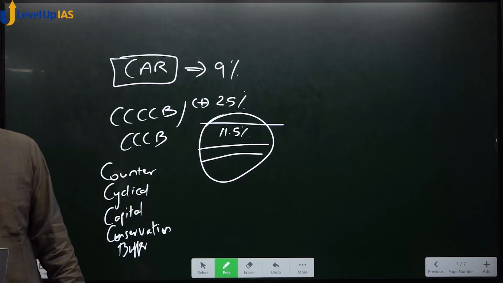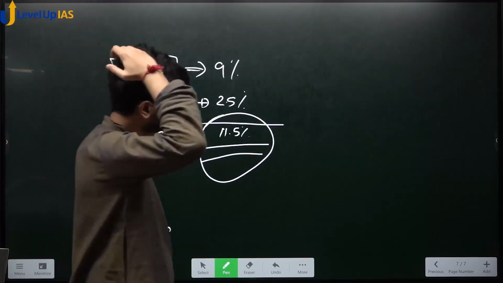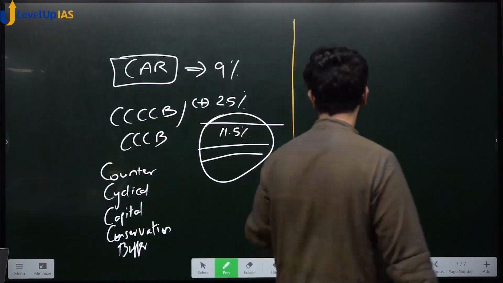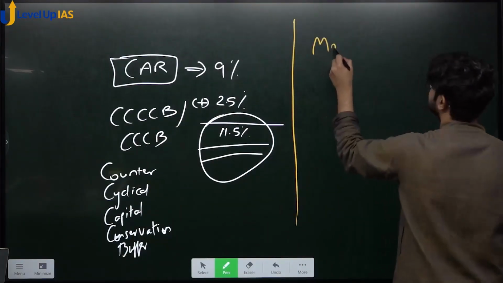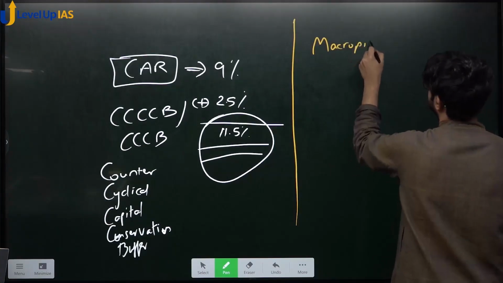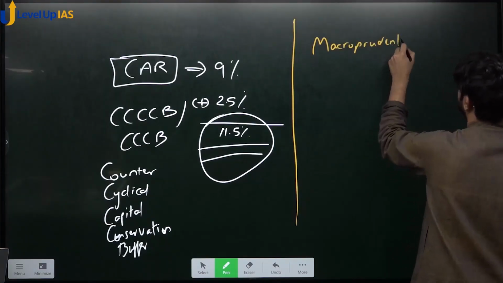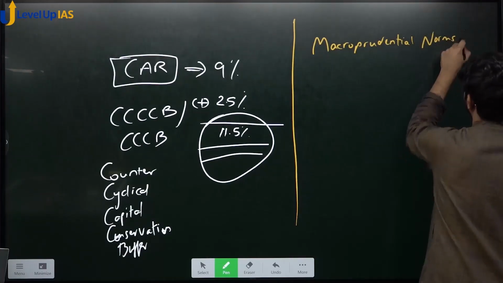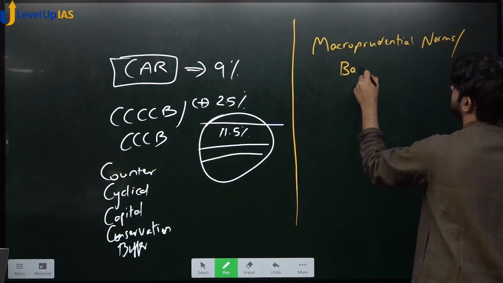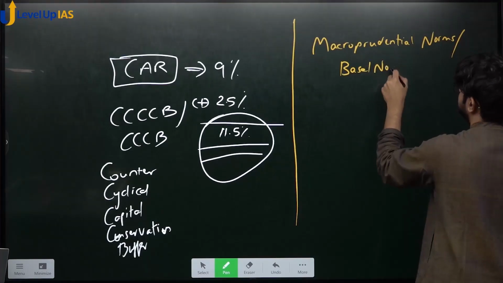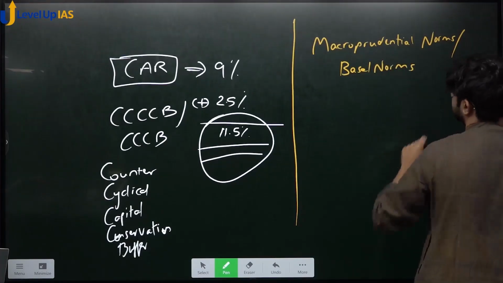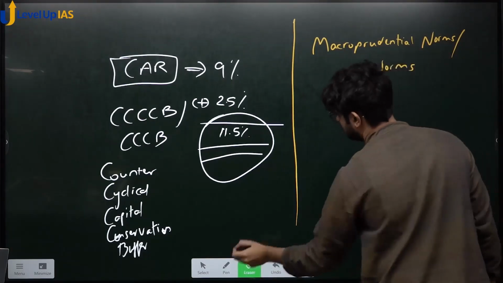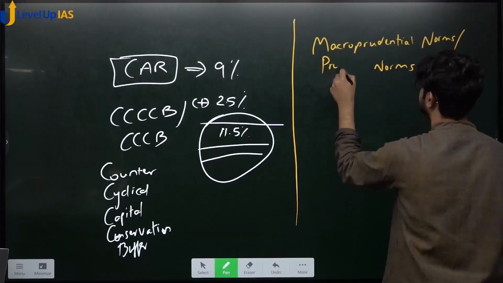Now I will tell you Basel also gave some macroprudential norms, or Basel also gave something called as prudential norms. ठीक है, they are called as macroprudential norms or prudential norms.